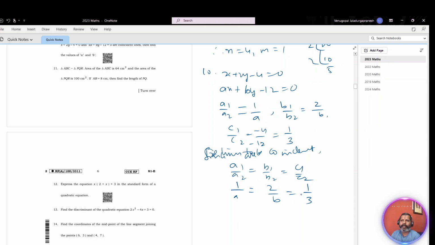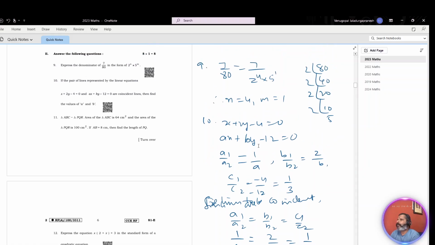To find a, I will take 1 by a and 1 by 3. You cross multiply, you get a is equal to 3. Similarly, cross multiply 2 by b and 1 by 3, you get b is equal to 6. Okay, a is equal to 3, b is equal to 6. The 10th is done. Now the 11th one.